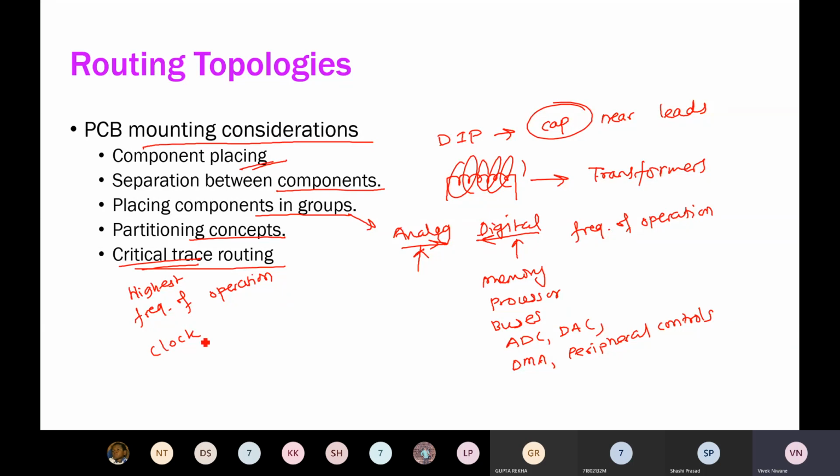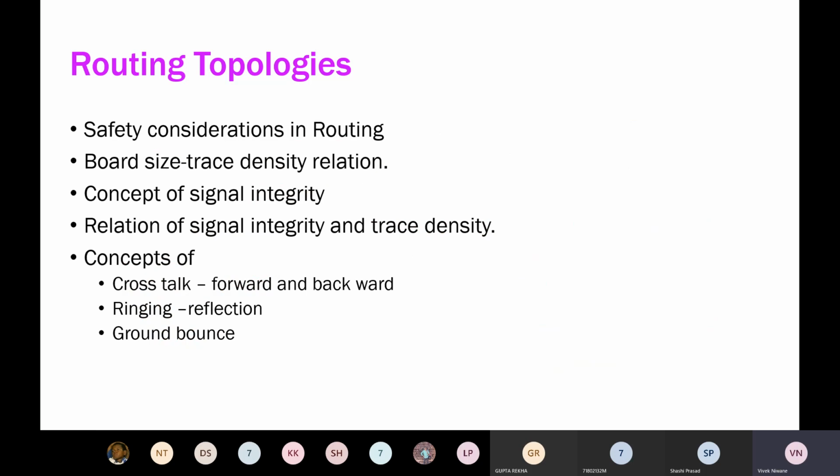A track or trace having a clock signal is the most important track or trace which we need to consider, because it is going to conduct gigahertz frequency and it is going to create a lot of nonsense in the schematic. Then safety considerations in the routing. Keep the distance right. Calculate the width of the track depending upon the amount of current, voltage and frequency. Both side trace density relation.